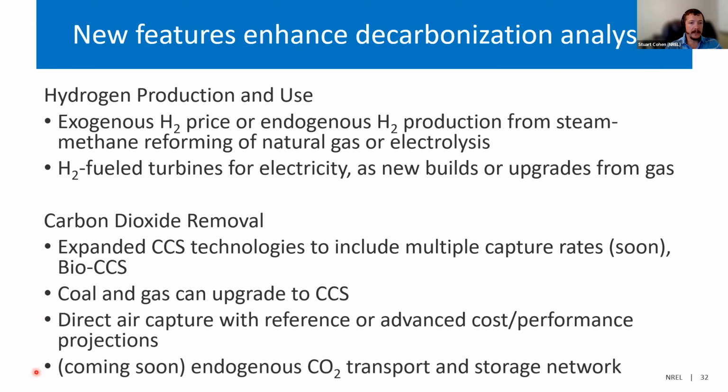And then another feature that we're incorporating into the model is going to be an endogenous CO2 transport and storage network. And so that allows you to further constrain the build out of CCS systems and account for not only the cost and performance of capturing the carbon at fossil fuel facilities, but also the limitations around where you would have to then inject that carbon in an underground storage site. And the transportation costs to do that, and the region specific costs of injection and maintaining that CO2 storage or sequestration.